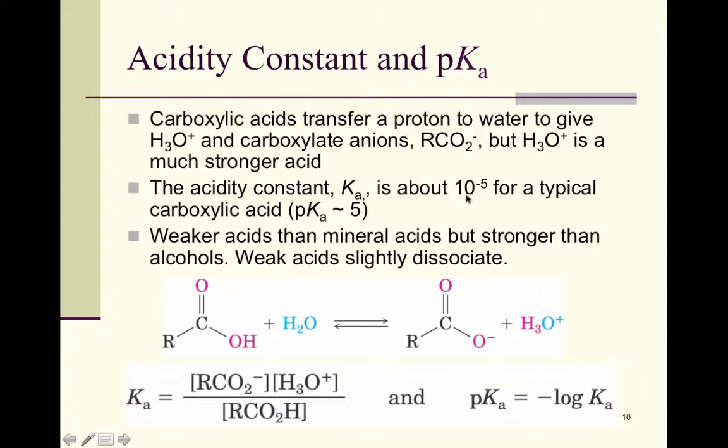So when we say the Ka is about 10 to the minus 5, it's actually easier for us to compare when we say the pKa is about 5. That's an easier number for us to compare. Carboxylic acids are also weaker acids than mineral acids, but stronger than alcohols. Weak acids just slightly dissociate. This is the dissociation reaction of a carboxylic acid in water. This is its corresponding equilibrium expression.